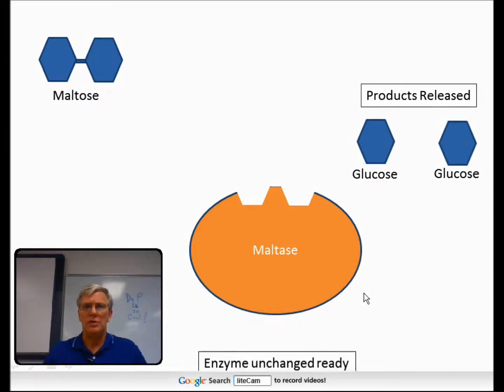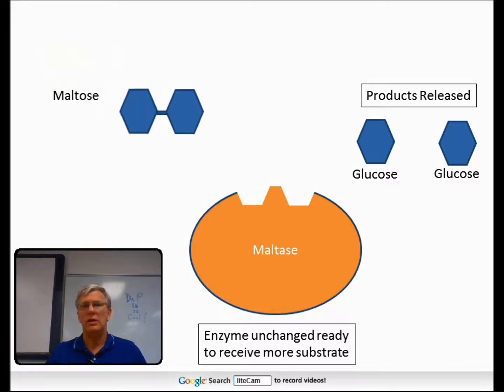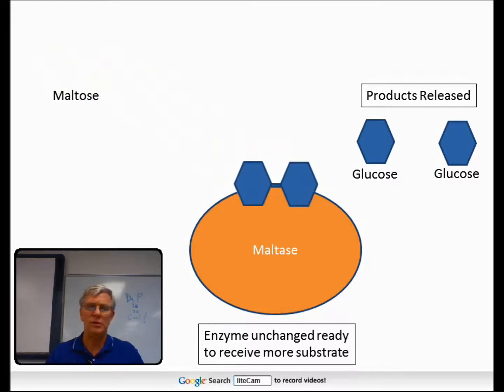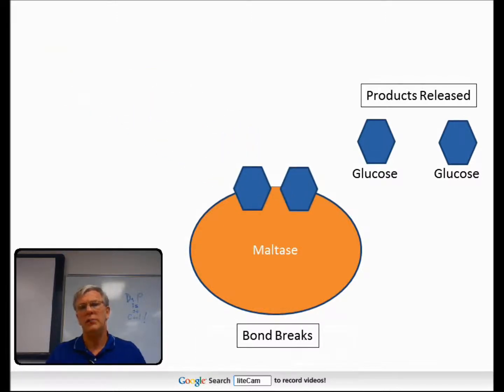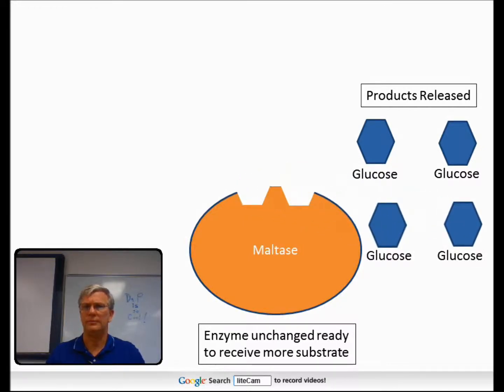One thing I want you to notice is maltase is unchanged in this reaction. It's still there, it was not changed, and it's not been destroyed. It is still left to catalyze more reactions. So if there's any maltose available, maltase will continue to do its job, breaking it down into glucose.